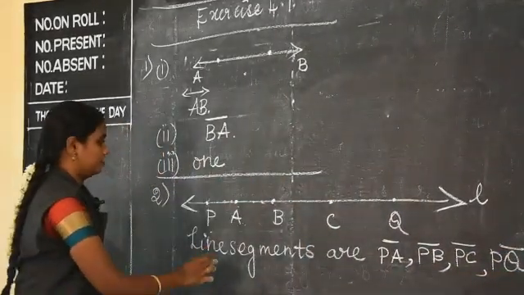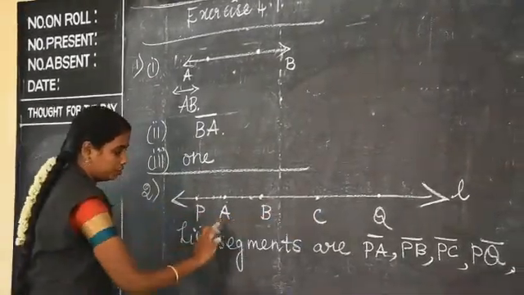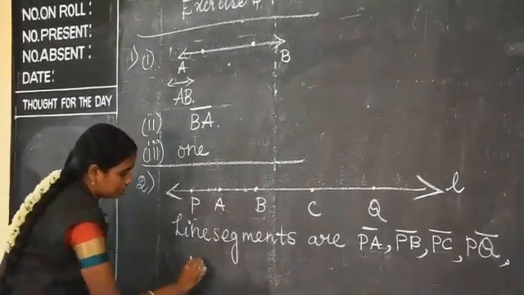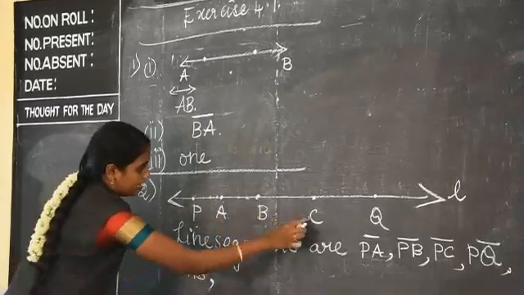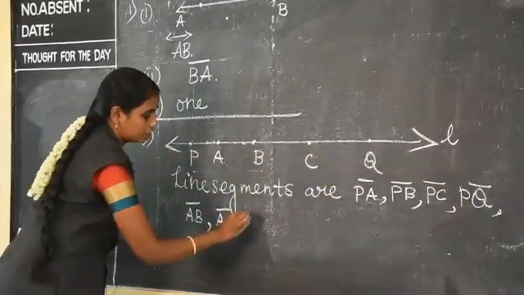Okay, next from A we can move. From P we move to A, B, C, Q. Now we are going from A. Any 2 points I said: AB, AC, next from A, Q.